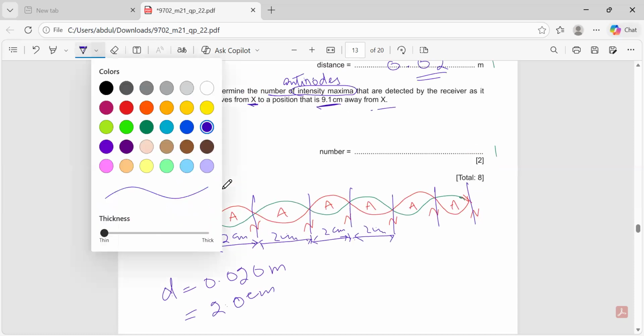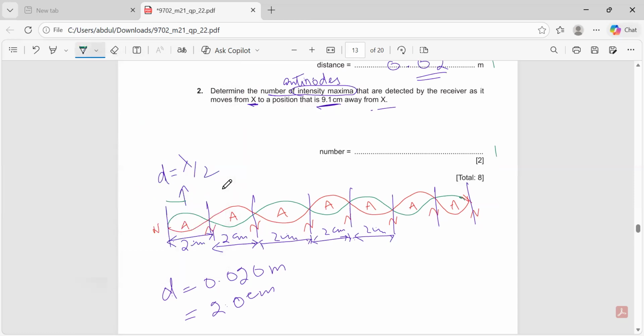My dear sons, if you ask me, actually this distance will be 9, more than half. It means this one will be equal to, according to that standard, 9.1 centimeters. So count the number of intensity maxima, antinodes, 1, 2, 3, 4, and 5. So simply answer will be 5. That's what you have to do, my dear sons. Please, if any one of you has any question, query, doubt, feel free, you can ask me.